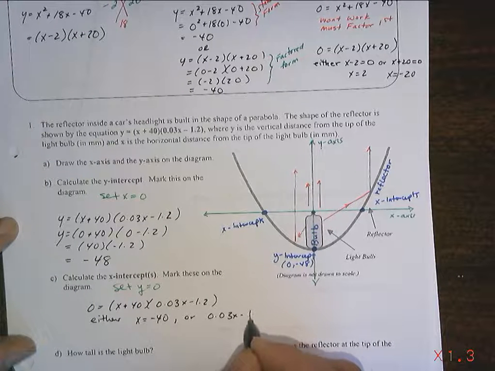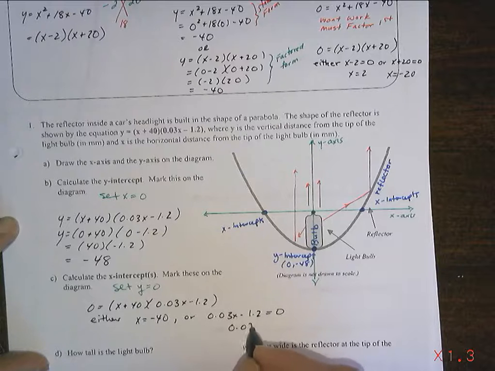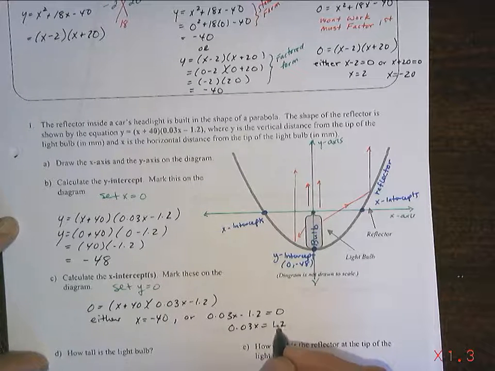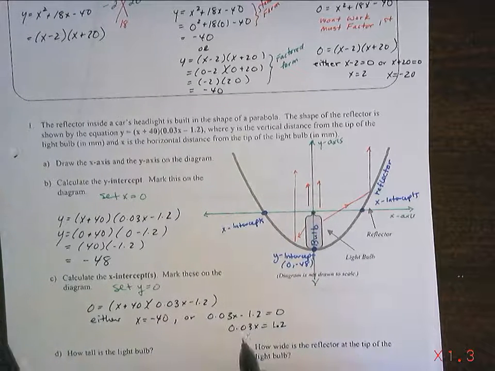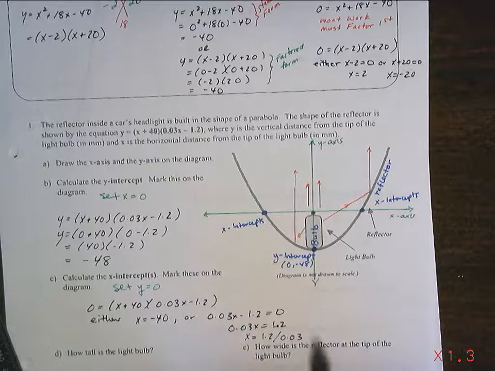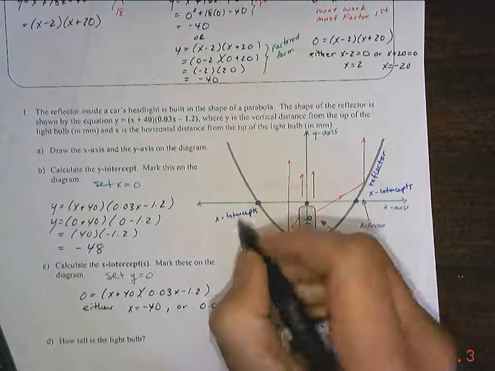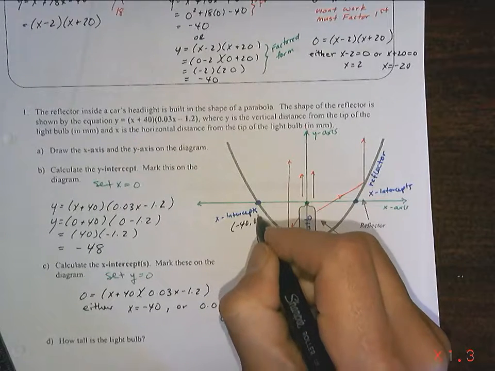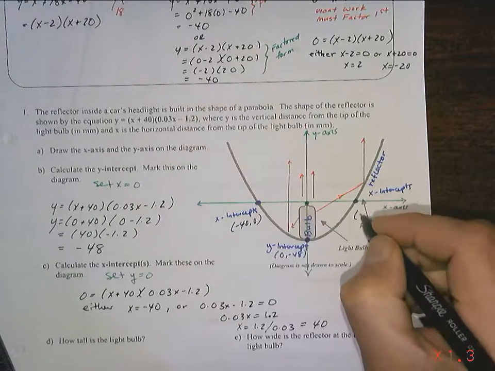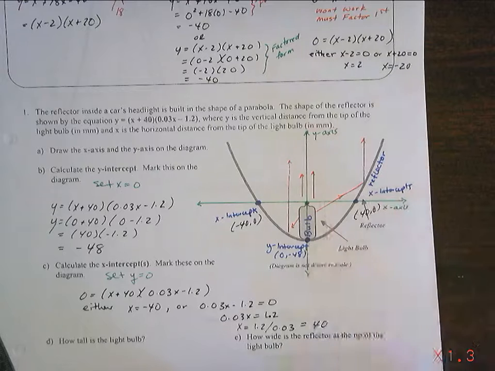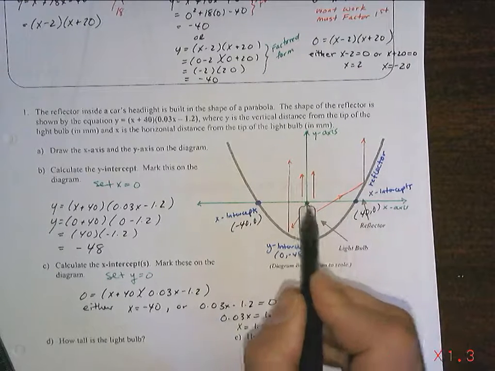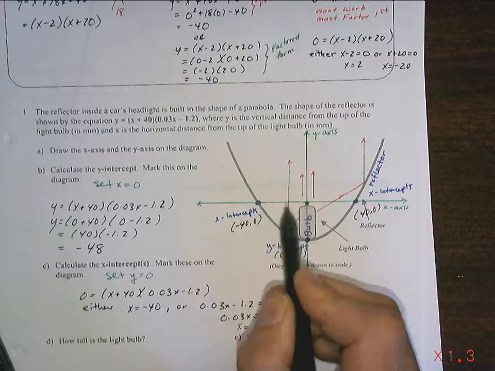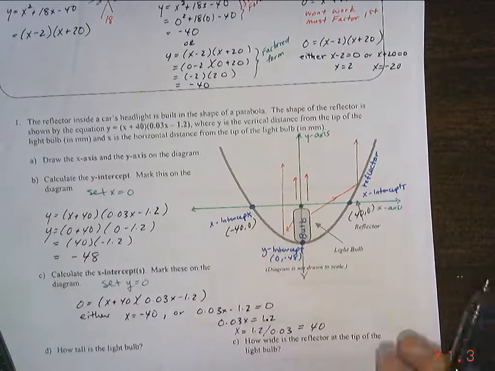I'm actually going to write out the equation. I'm going to take the 1.2 over to the other side. I'm going to divide both sides by 0.03. I'm going to use a calculator, and I'm going to find out the answer is 40. So what I have here is this point is going to be (negative 40, 0), and this point here is going to be (positive 40, 0), meaning that this distance is positive 40, this distance is negative 40, just indicating it's in the opposite direction. That's what the negative means at this point.